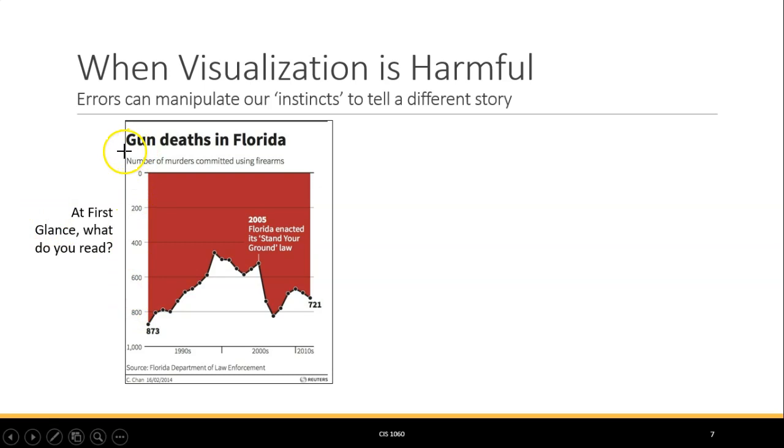So this is real data, by the way. This is gun deaths in Florida. It was by the Florida Department of Law Enforcement. This was published by Reuters. Right? And what it's saying is that there's a moment in time in 2005 when Florida enacted Stand Your Ground law. All right. So at first glance, what does that tell you? With all that data, go ahead and take a look at this, and we'll pick this up in our next video.